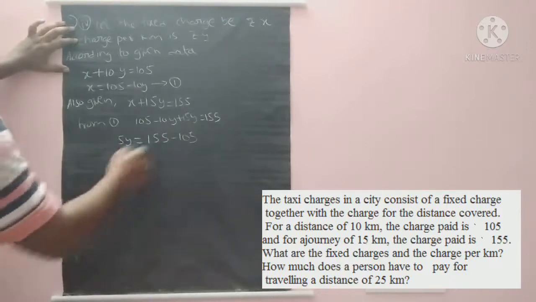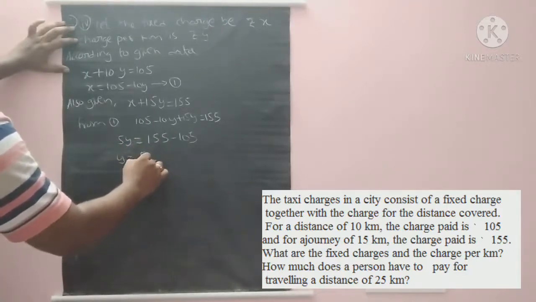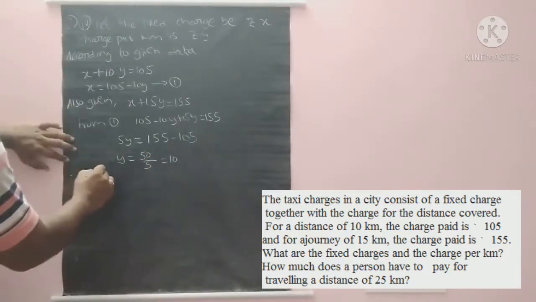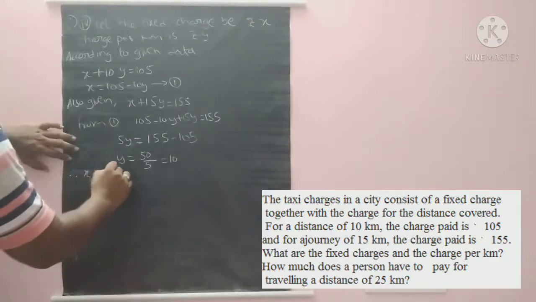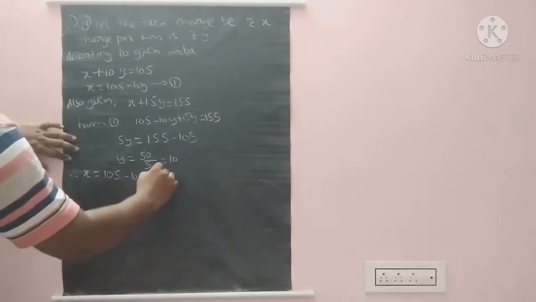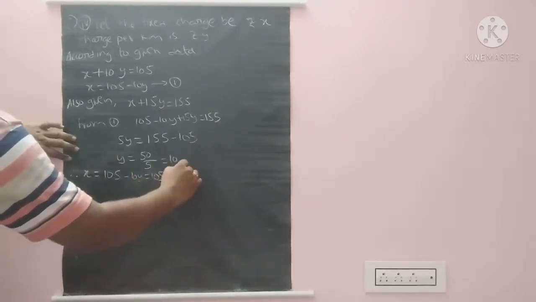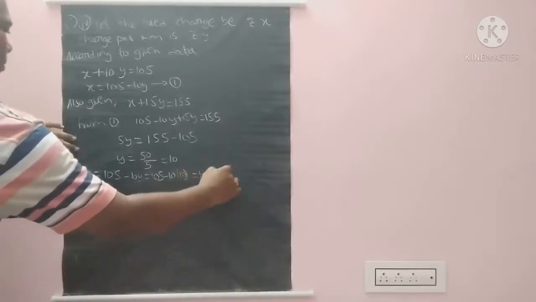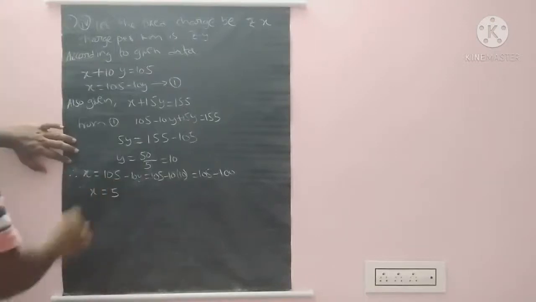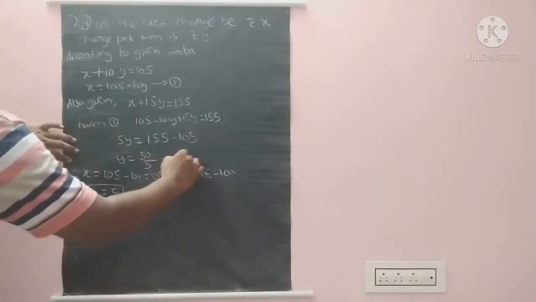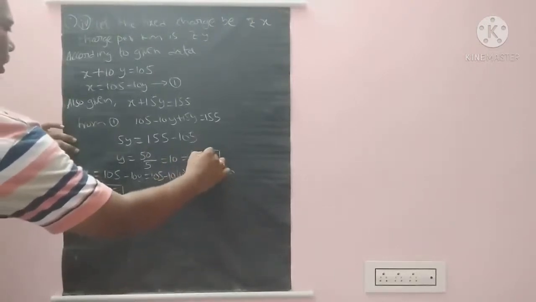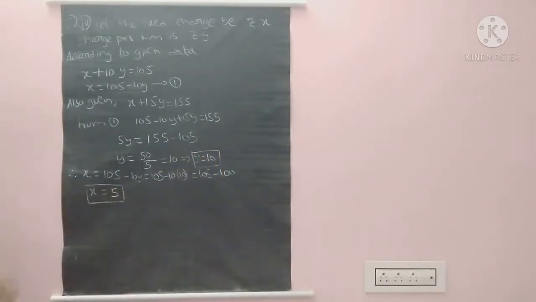So y equals 50 by 5, that is equal to 10. Now therefore x equals 105 minus 10y, that is 105 minus 10 into 10. So 105 minus 100, x equals 5. y equals 10, we got. So the charge per each kilometer is 10 rupees. Along with that we need to pay 5 rupees.